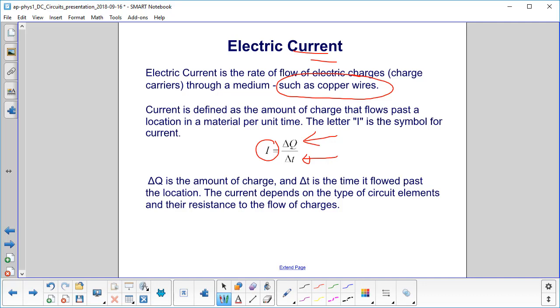The current will depend on the type of circuit elements in your circuit and their resistance, there's that word again, and we'll be talking about that soon, to the flow of charges. The charges don't go through there without interacting with the materials in the conductor, and there'll be varying degrees of resistance to that flow.